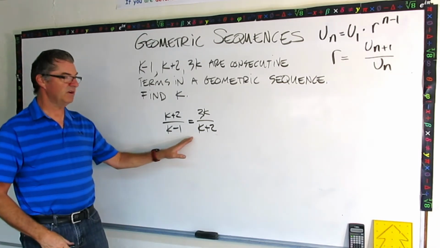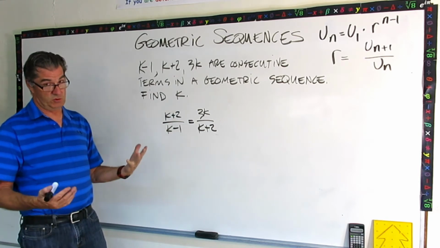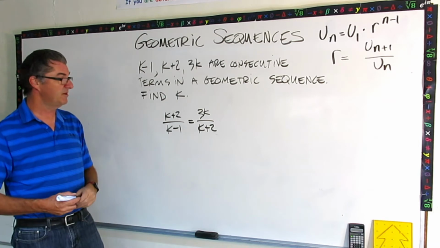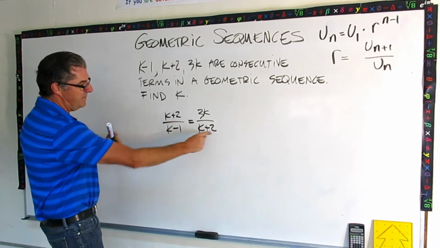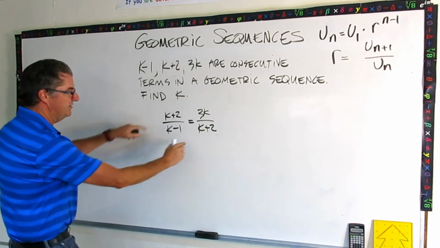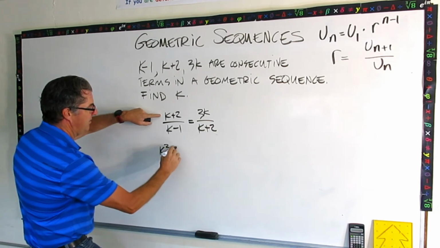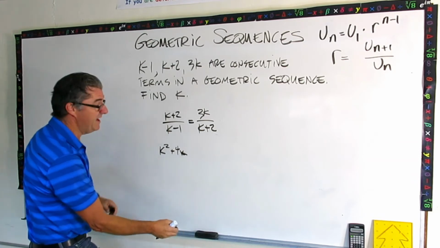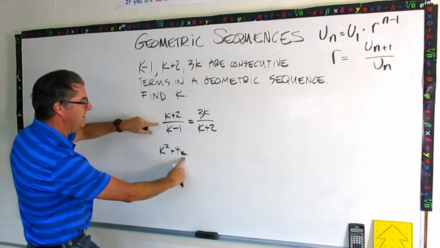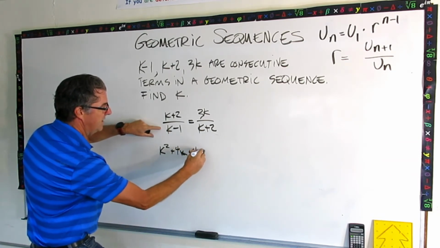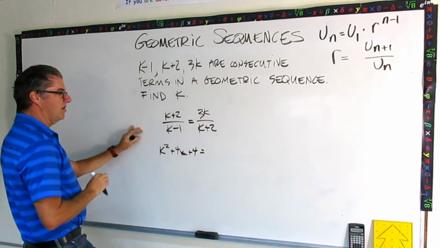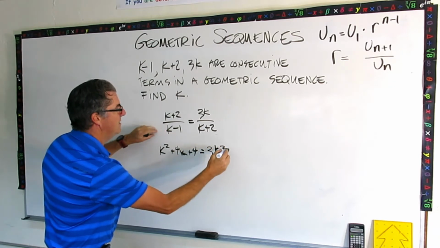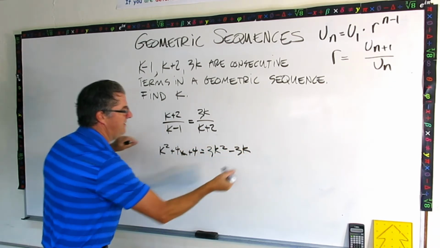Okay, once you've set up your common ratio, you cross multiply these two fractions to get rid of the fractions. Way easier than finding common denominators. So I'm going to do the top binomial first. That's going to give us k squared plus 4k. I keep wanting to write x. k squared plus 4k plus 4. And that's going to equal the second cross product. So that's going to be 3k times k, 3k squared minus 3k.